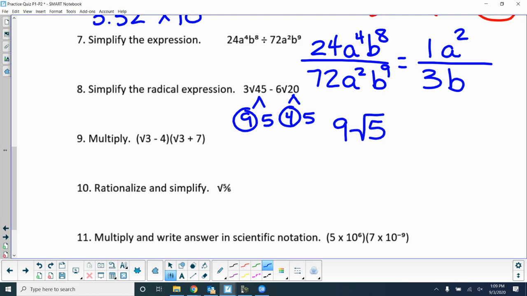For the 4, I take the square root of 4 because it was under the radical sign, remember? So the square root of 4 is 2 times negative 6, negative 12, and the 5 is left. So now they're the same. It's really easy now, right? 9 minus 12 is negative 3 square root of 5. Right, Austin? Okay.